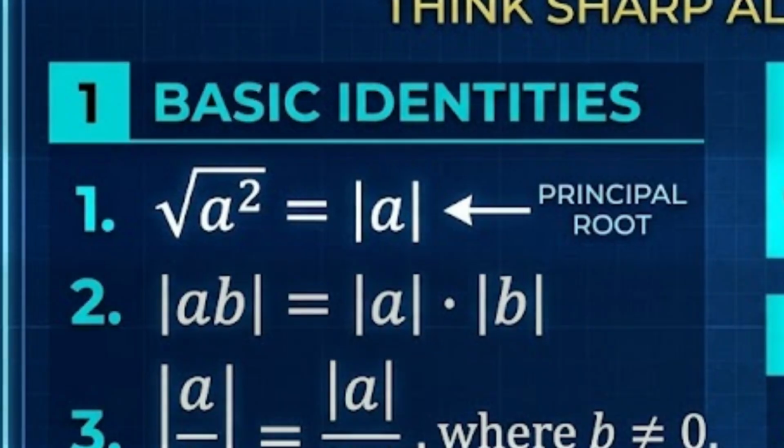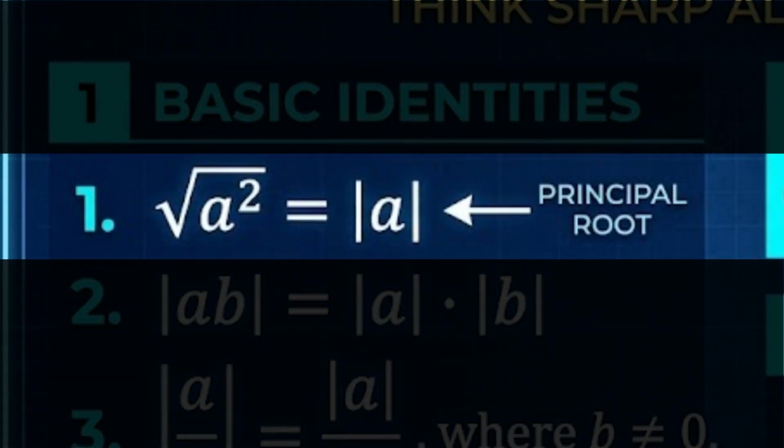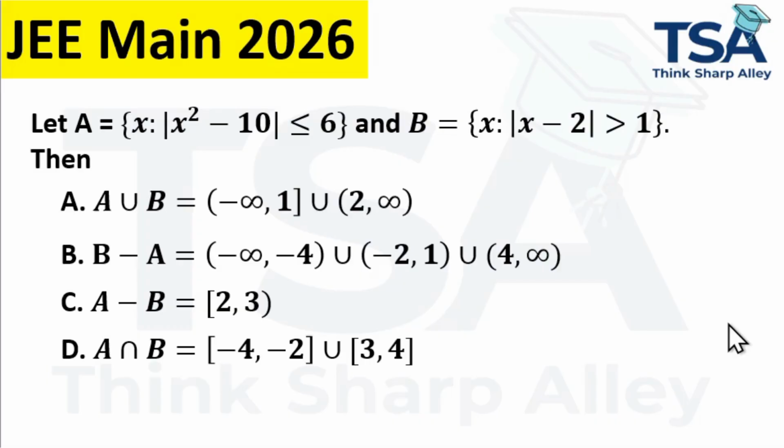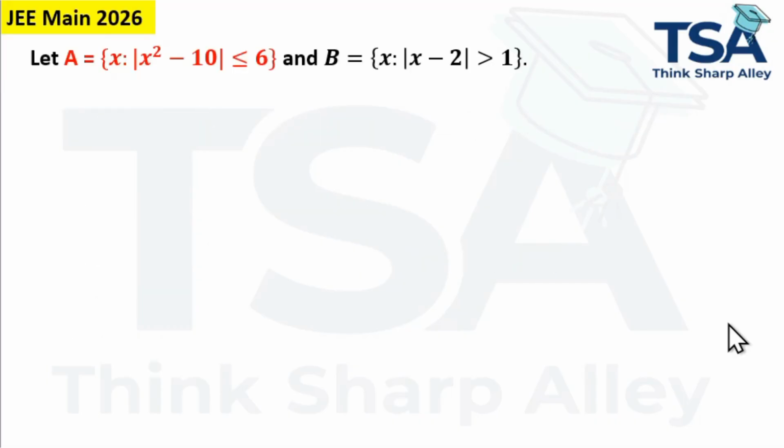Notice the first property under basic identities. Root over a square is equal to modulus a. This is where many students lose half their solutions. Never forget that the principal square root must be non-negative. Now let's start decoding set A.